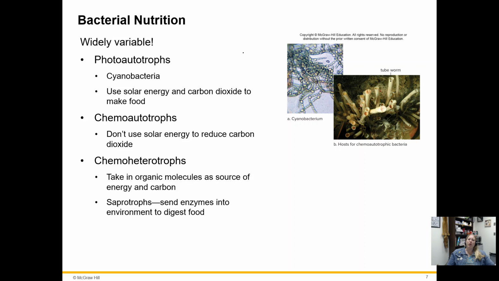But we have photoautotrophs. So these are light self-feeders, and these are your blue-green algae. They used to be called blue-green algae, but they've been reclassified as bacteria, and that's why they are called cyanobacter or cyanobacteria. Cyanobacter is actually super cool. I love cyanobacter. I'm pretty sure this one in this picture is one called Anabaena.